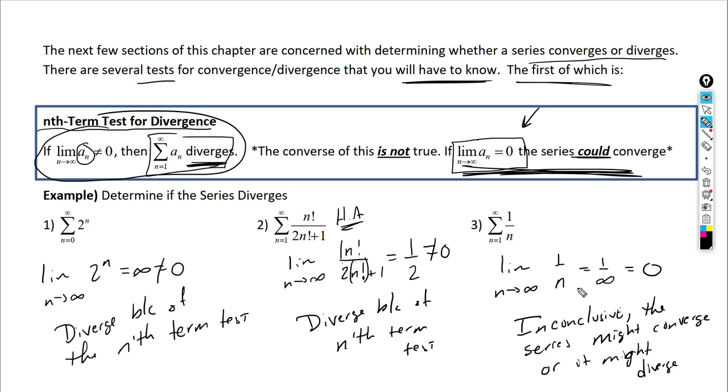The only thing we can tell is if the limit of that sequence is going to be a number not 0. If infinity, obviously it's not 0. A half, obviously it's not 0. So that's the only thing that we can tell. We cannot tell what happens if it actually equals 0.